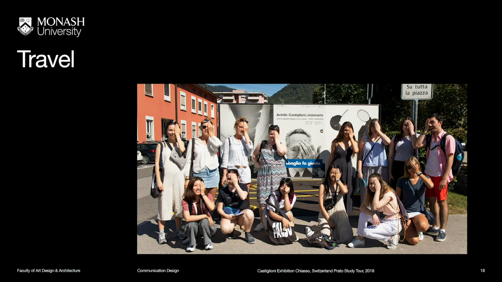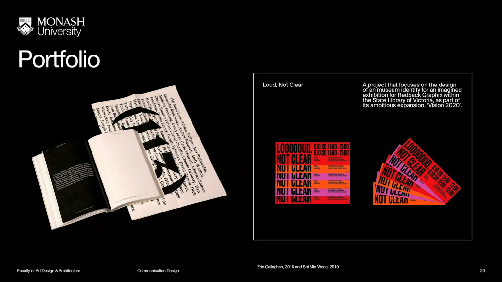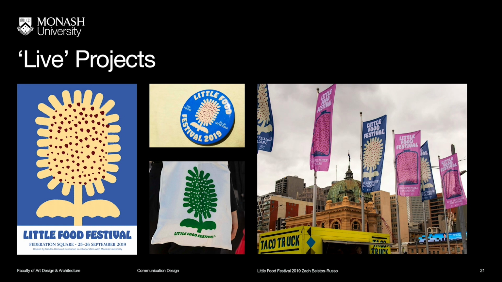Communication design students are also offered the opportunity to study abroad. We have several programs in Japan, Korea, and also a campus in Prato, Italy. Supporting our studio and our theory units is our elective program, and students are able to select from a range of different disciplines, from typography through to illustration, animation, publishing, branding, advertising, packaging, and many digital processes including web design, coding, visualization, animation, digital audio, video. This all culminates in the development and presentation of a portfolio that students can take to industry. We also collaborate with external organisations and faculties at Monash on live projects. This is an identity design and site activation project for the Little Food Festival at Federation Square.